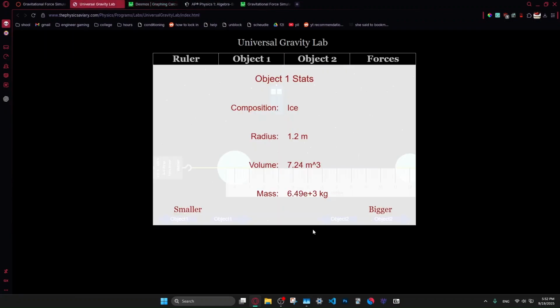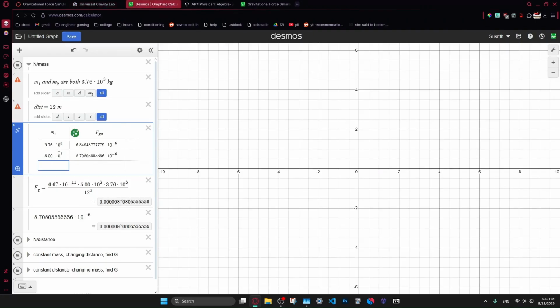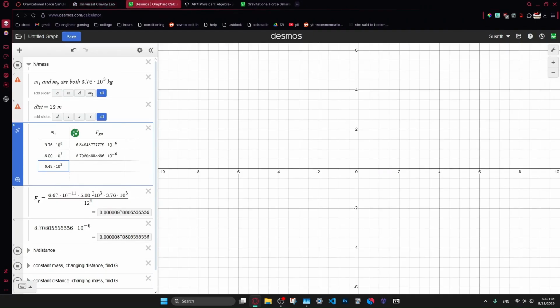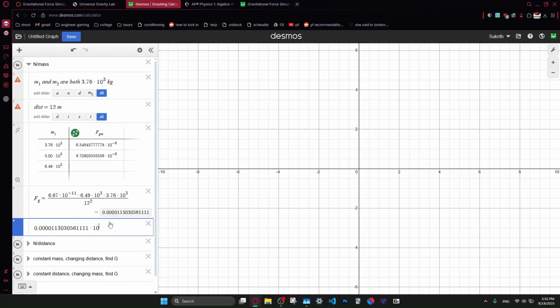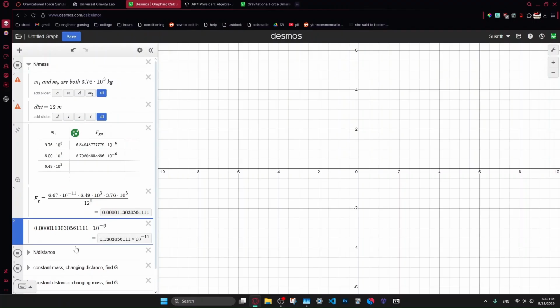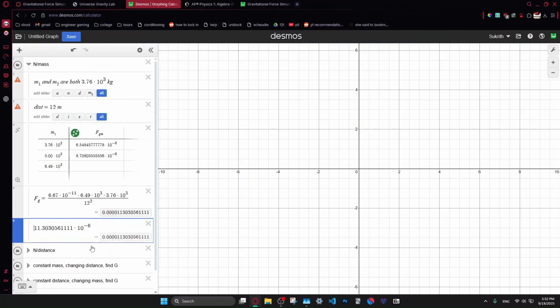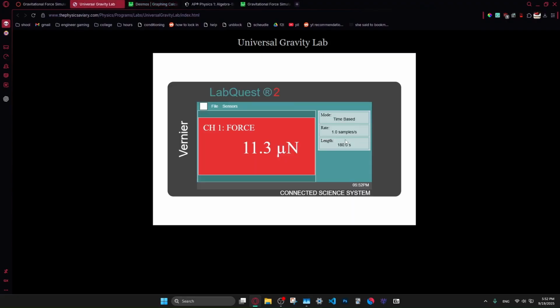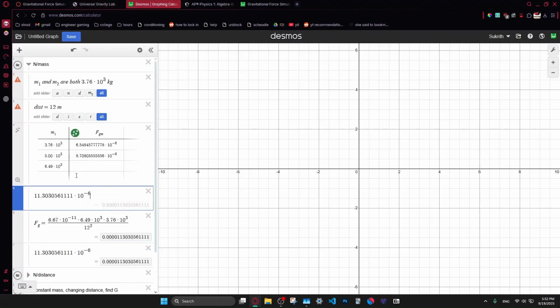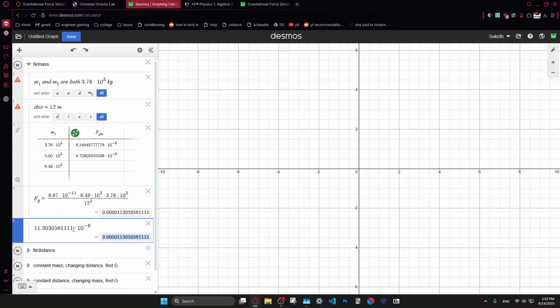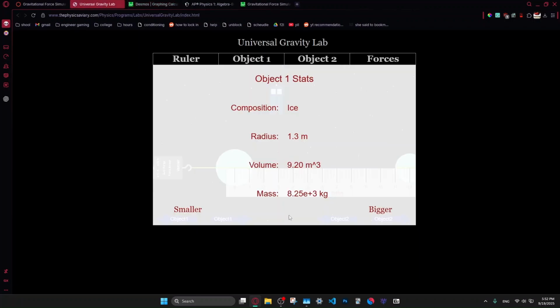We're going to make mass 1 even bigger: 6.49 times 10 cubed. We're going to substitute that in for M1. Then we're going to take this value, stick it over here, and multiply by 10 to the negative 6. 1, 2, 3, 4, 5, 6. Should be about 11.3 micronewtons. We'll just double check that. That is what the calculator says. Oh, sorry, wrong place. There we go.